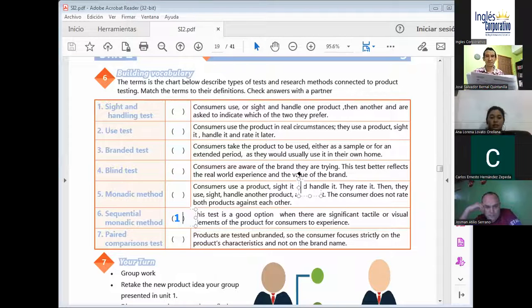Vaya, no sé si se ve, he quedado una forma aquí, vamos una poquita. Okay, what other?